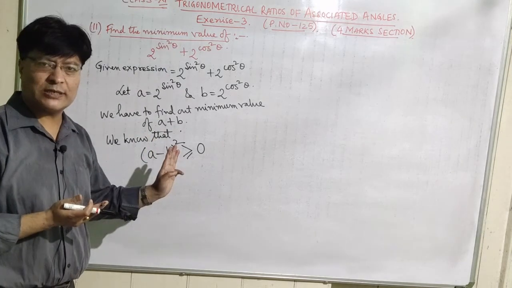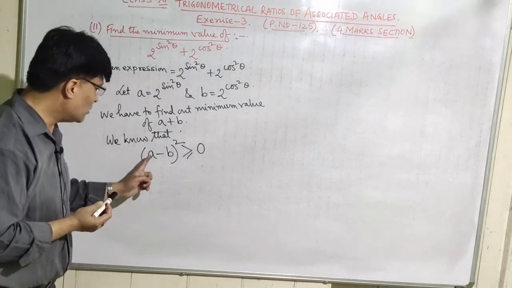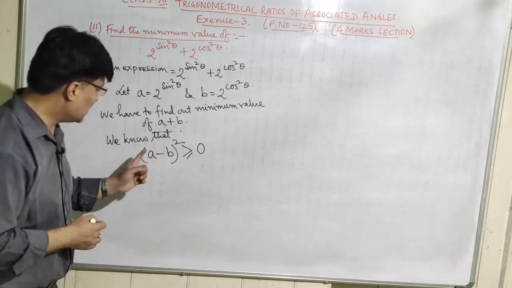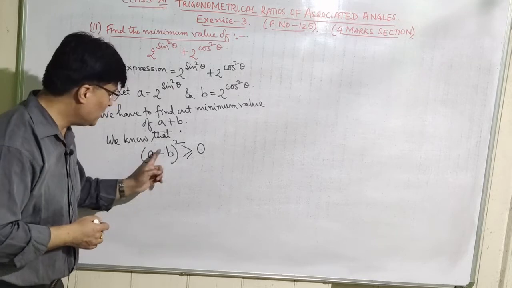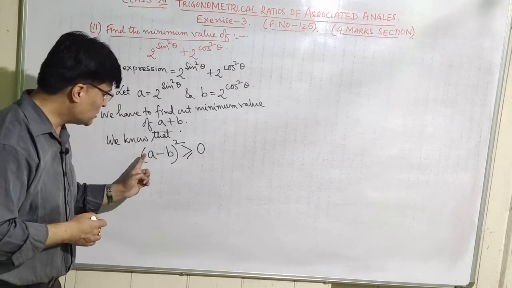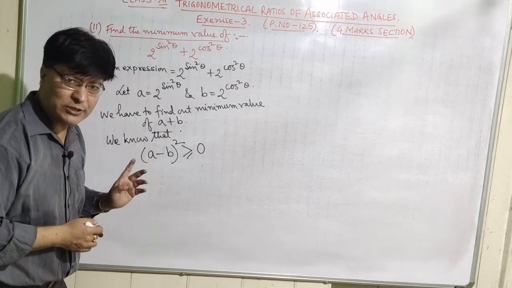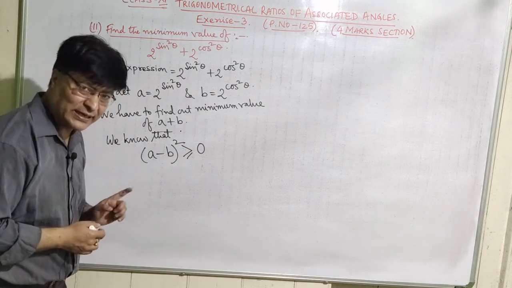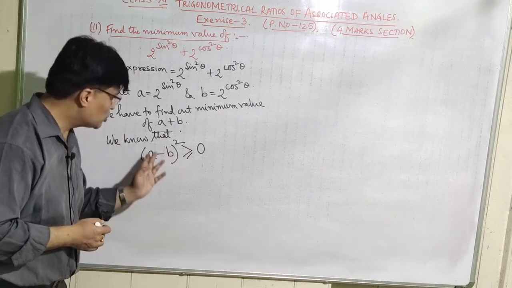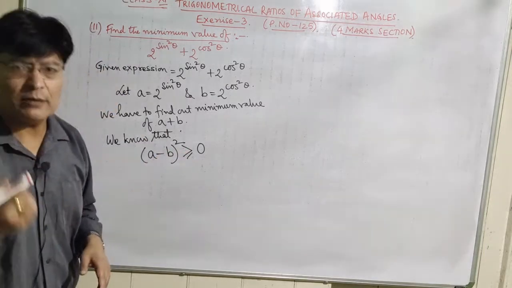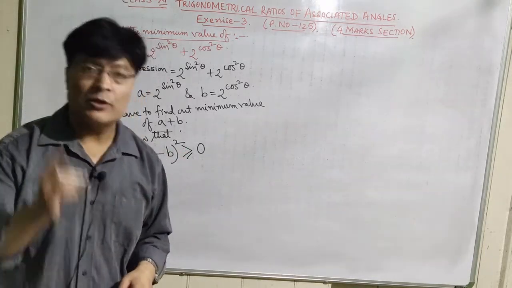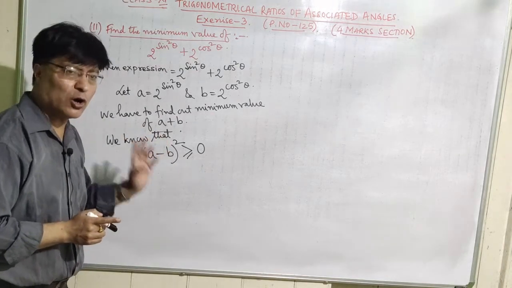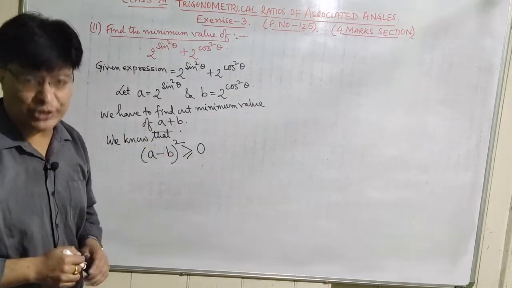Is it understood now? If A is equal to B, then A minus B is 0. But if A is greater than B, or B is greater than A, suppose A is greater than B, A minus B is positive. Positive whole square is always positive. Suppose A is less than B, A minus B is negative. So negative whole square is always a positive quantity. So we should know that this A minus B whole square is always greater than or equal to 0.